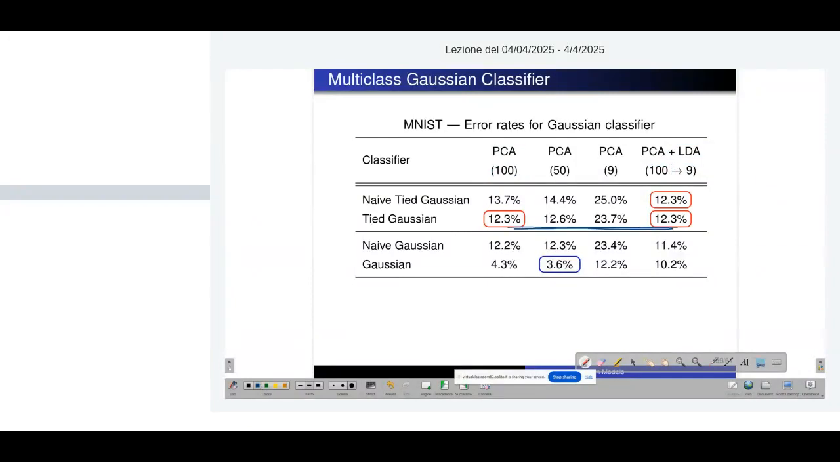We can see that in this case, reducing to 100 gives us some results. If we reduce more with PCA, we actually lose performance. With LDA, we don't, for the reason that we just said. Then we can look at the full Gaussian model. The full Gaussian model shows us that we already, with 100 PCA directions, obtain much, much better results. This suggests that the tied assumption is probably not correct. The spread inside each class is probably not the same for all the digits.